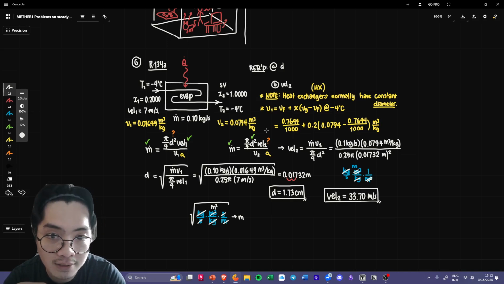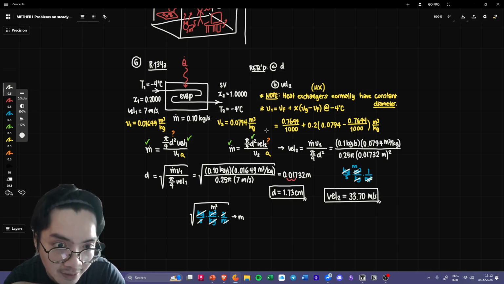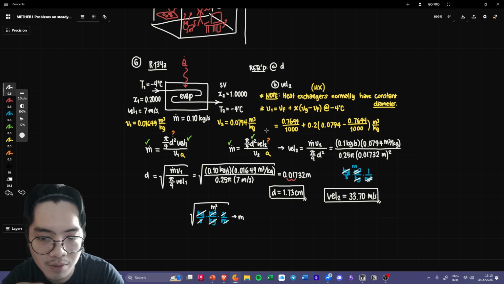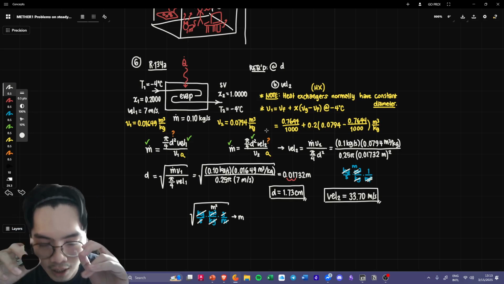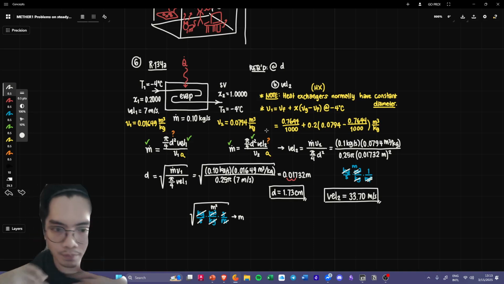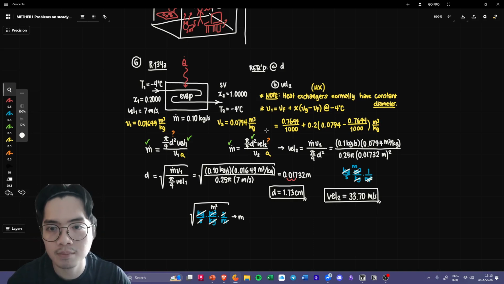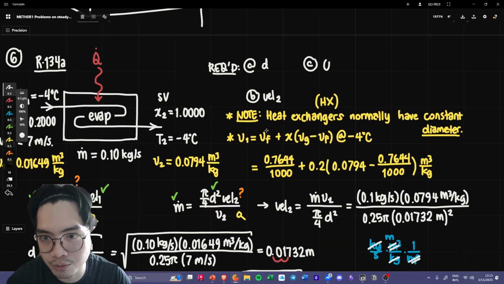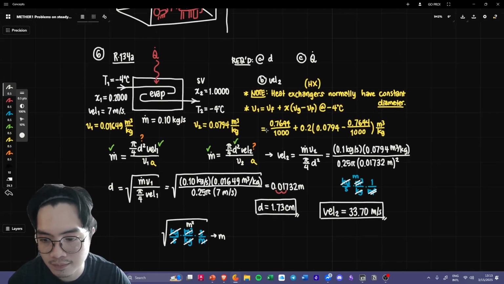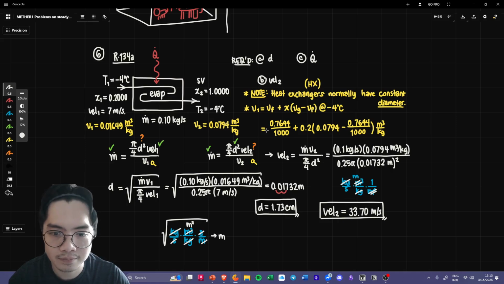I will challenge you guys. Try and see how much heat the evaporator received. That is my challenge now. How much heat did the evaporator receive in kilowatts? That's a good way for us to think about the first law. So go ahead and pause, because I will add this now at my own discretion. How much heat did the evaporator receive in kilowatts?